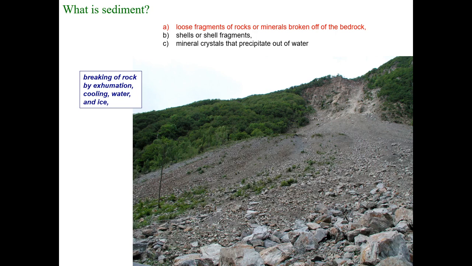So sedimentary rocks are, again, made up out of weathering products. So what is that? Weathering products are sediments of different kinds. There are three types of sediments. I have A, B, and C. The first type are fragments of shells, rocks, or minerals that are broken off of the bedrock.